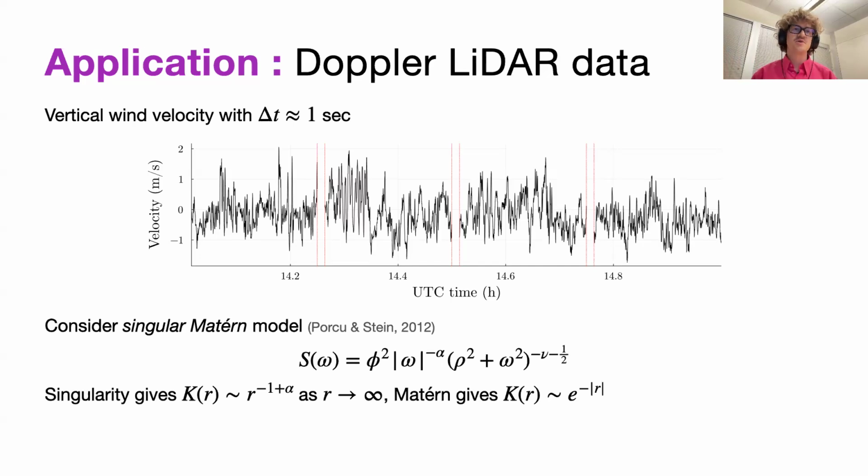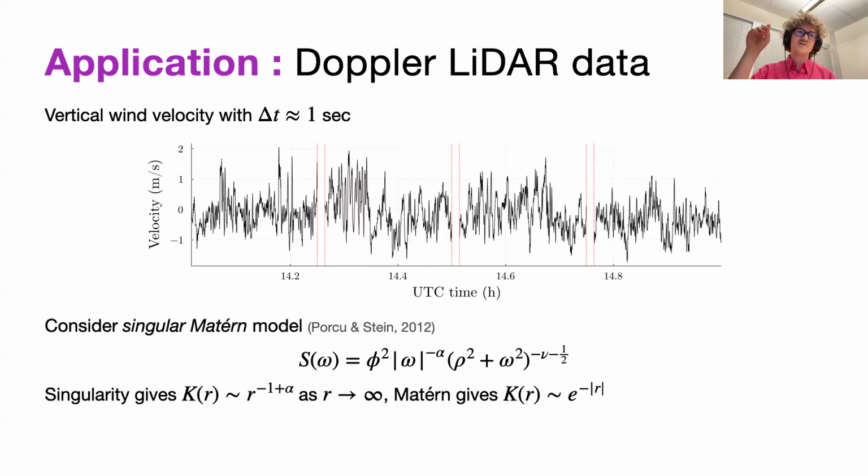And we'll consider this so-called singular Matern model, which was proposed by Porco and Stein in 2012, but never actually fit to data because we didn't have this sort of computational machinery in place. And the idea is to just take the Matern model and then add an integrable singularity at the origin in spectral space, right? And the effect of this integrable singularity is that the corresponding covariance function decays very slowly, right?